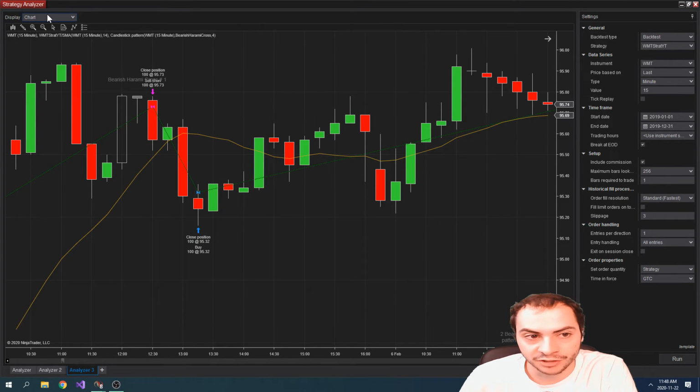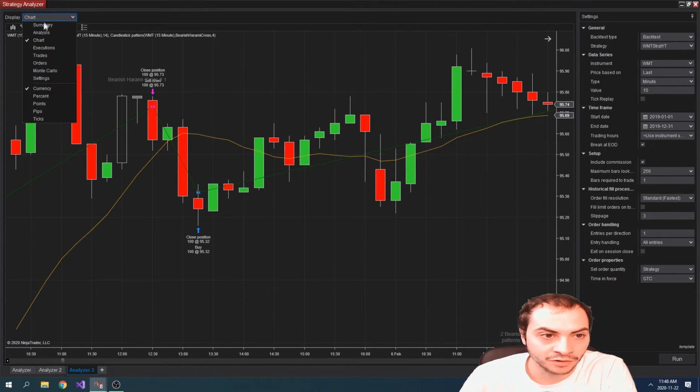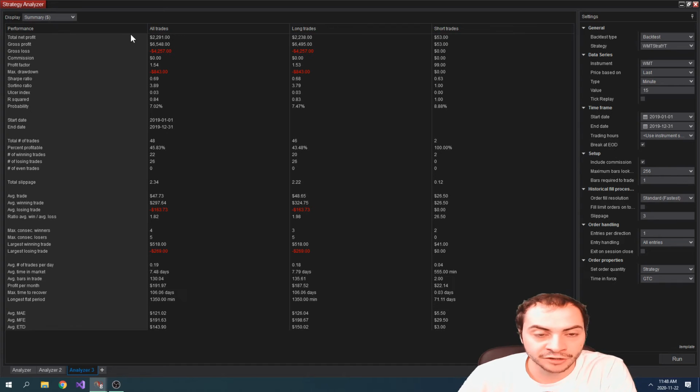Okay. But it's not shorting often. It's more often than not going long. So let's take a look at the results. So if you're trading 100 shares of Walmart, you would have made just over $2,000, $2,291 after three ticks of slippage, and assuming you have zero commissions.